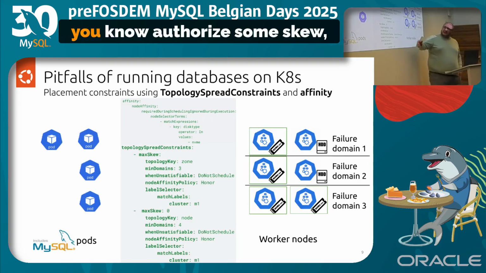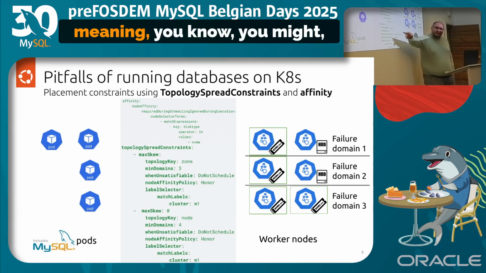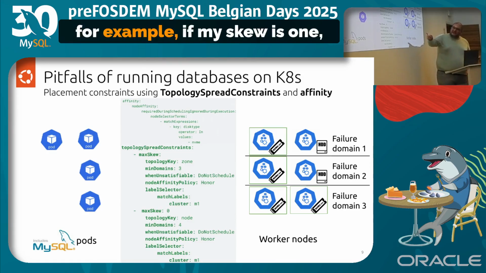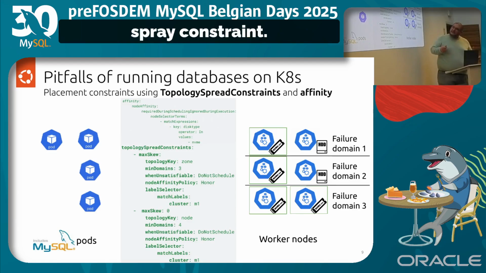You can as well authorize some skew, meaning, for example, if my skew is 1, it means that you can tolerate having one of the pods not respecting your topology spread constraint.